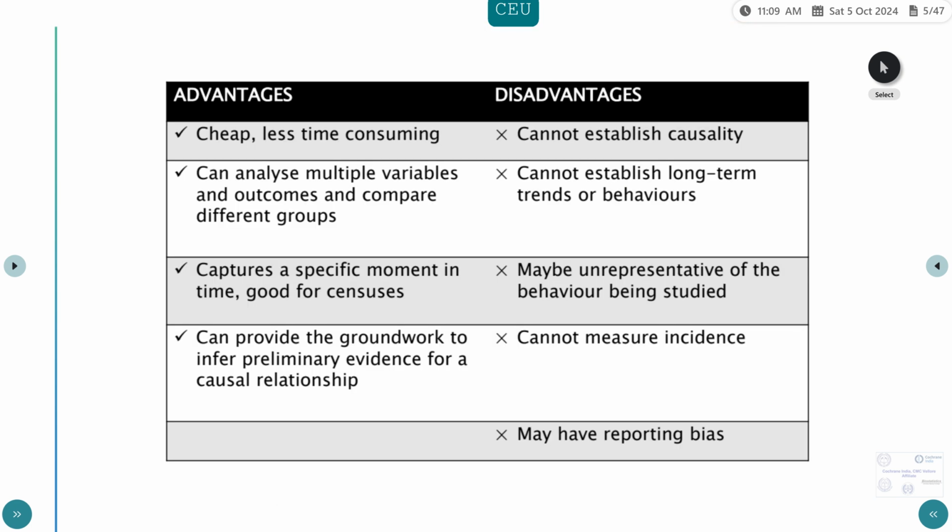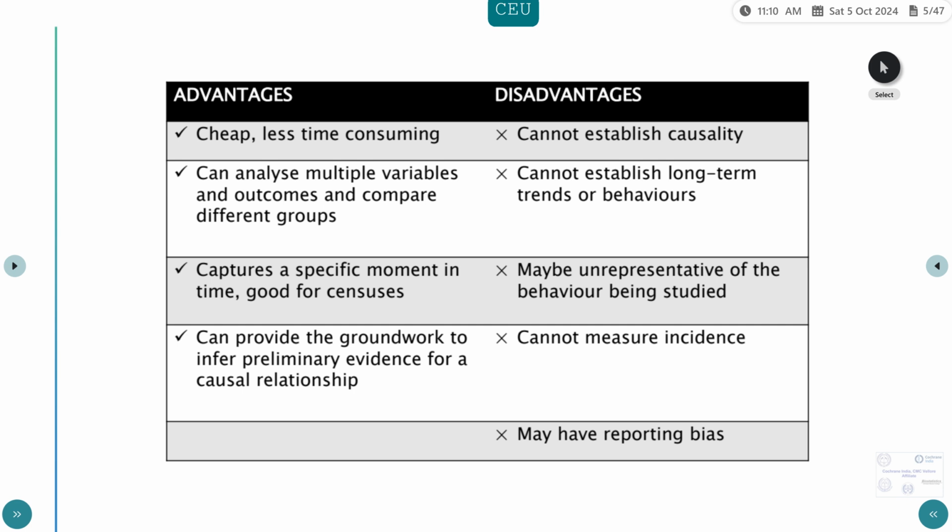Now, advantages and disadvantages, some of them I've already mentioned. Advantages: it's cheaper and less time consuming. You can analyze multiple variables, multiple exposures and outcomes at a given time. It captures a specific moment, therefore it's good for census studies and prevalence studies, and it's a good method to develop hypotheses to test in longitudinal studies.